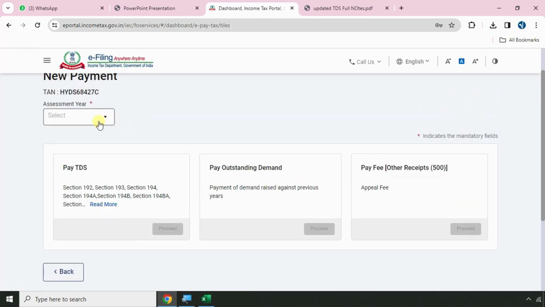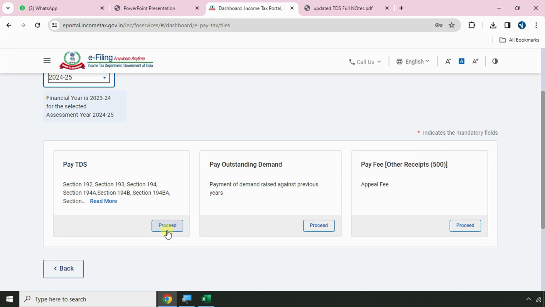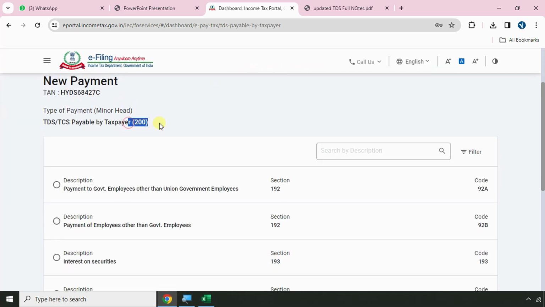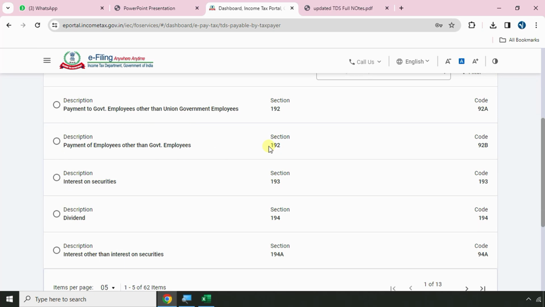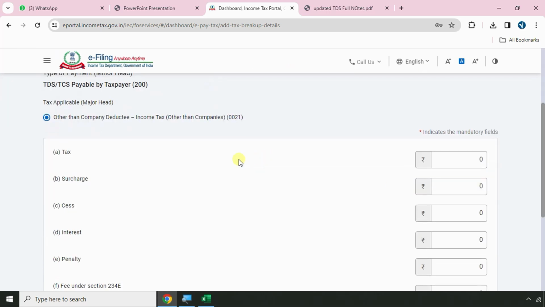When will the money be utilized? Next year, assessment year 24-25. Regular payment or demand payment? It's a regular payment. So proceed, pay TDS. What is the regular payment code? 200. What is the section? 192, payment for employees other than government employees. What is the section? Full section 192B, short section 92B. So select the section, click on continue.